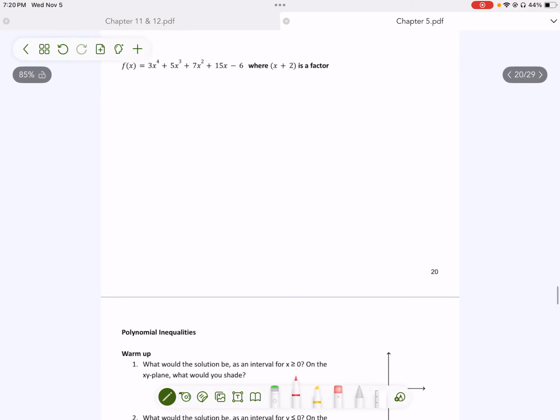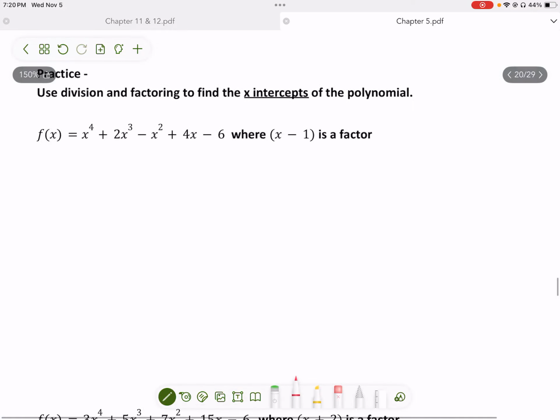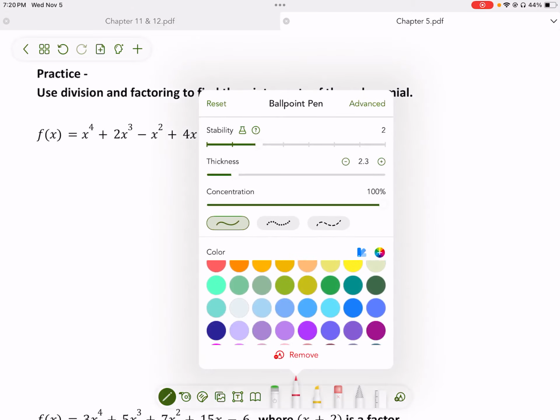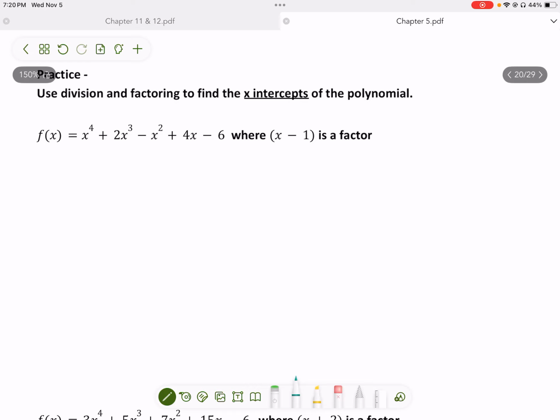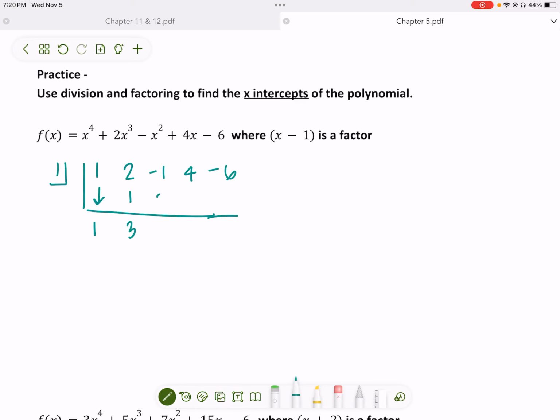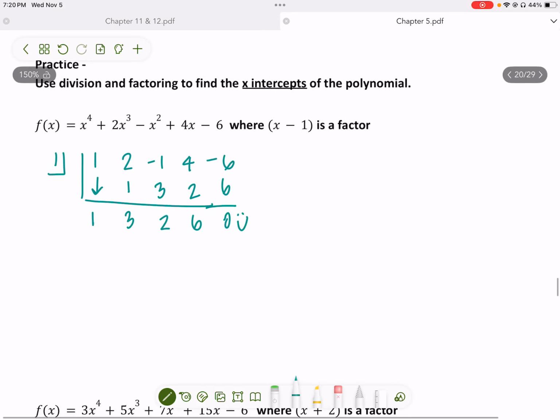I believe these are our last two. We're going to repeat that process one more time, just get a little bit more practice. So again, I'm telling you x minus 1 is a factor, so we'll go ahead and put the 1 in there. 1, 2, -1, 4, -6. Bring down the 1 and multiply, multiply, multiply. Now we have, let's see, x cubed plus 3x squared plus 2x plus 6.